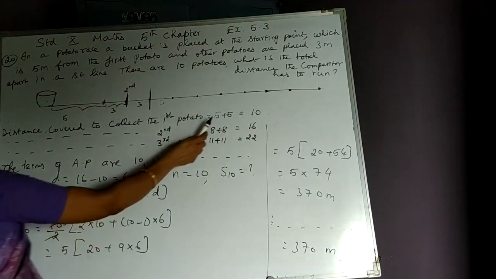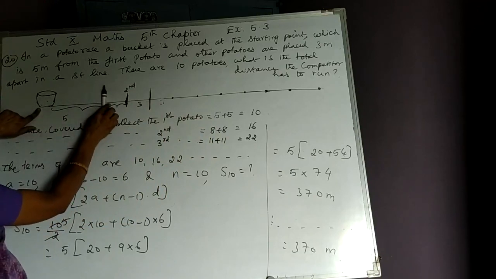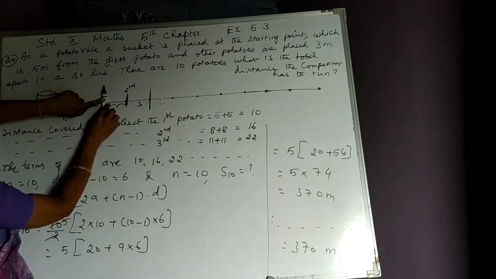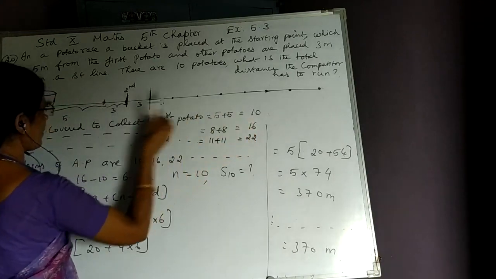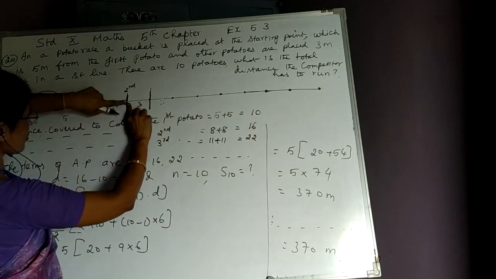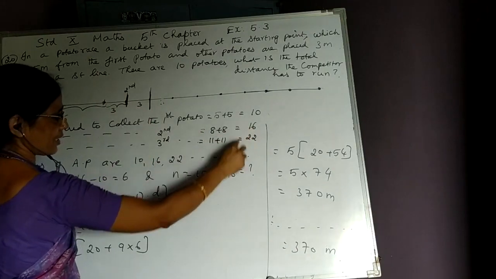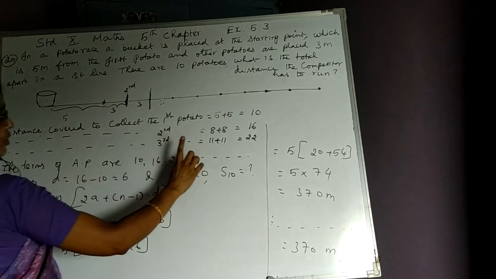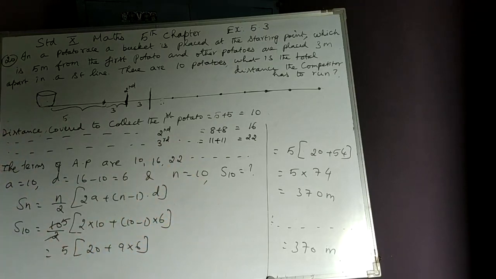So here this we should remember. The competition begins from the bucket. So to collect the first potato, 5 meters towards the potato, and to put it in the bucket another 5 meters. Therefore 5 plus 5, 10. The second potato is here. So 5 plus 3, 8 towards the potato. To put it in the bucket another 8. Therefore 8 plus 8 equal to 16. Like that it is arranged. There are 10 potatoes. Therefore n is equal to 10. So examples of this topic, children, you can try by yourself.